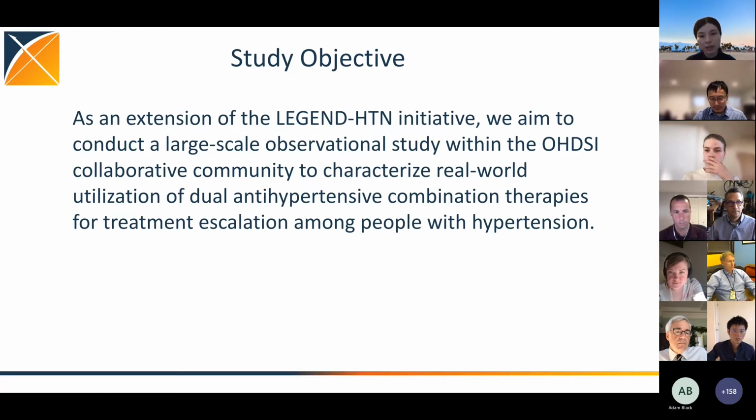So as an extension of the LEGEND Hypertension Initiative, we aim to conduct a large-scale observational study within the OHDSI community to characterize real-world utilization of dual combination therapies for hypertension among patients with hypertension.